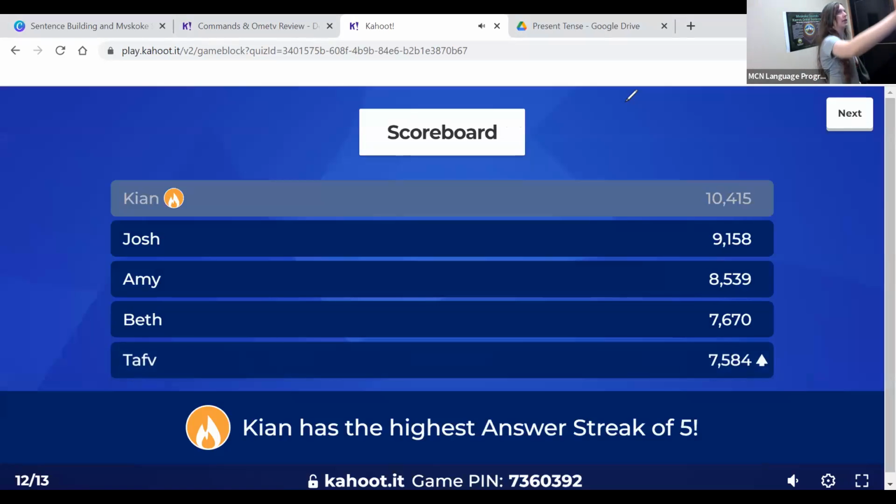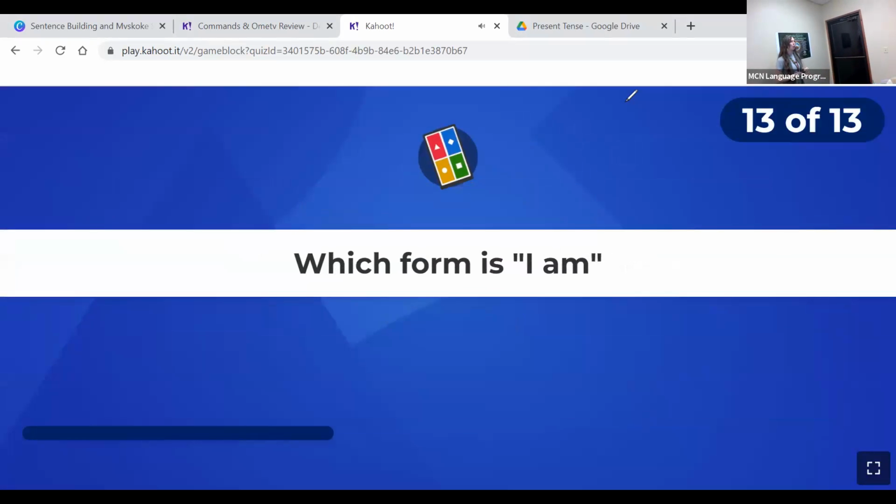Okay, I think we're on the last one. Yep, last one. Which form is I am?